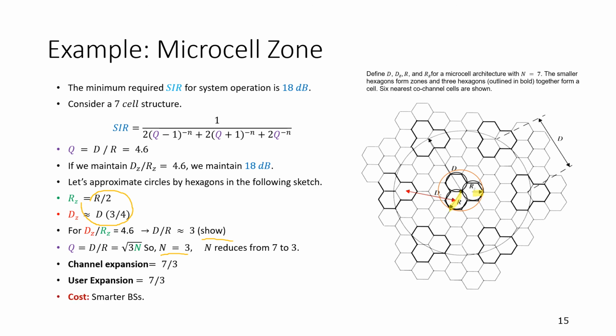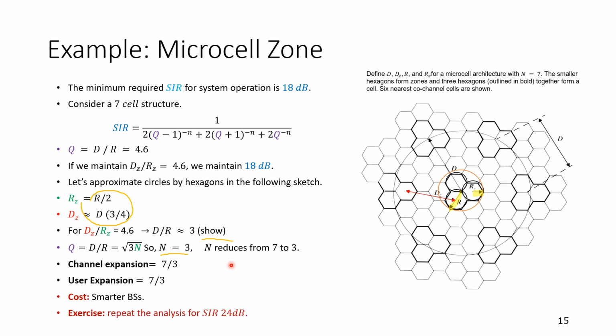Now, the cost, of course, because in engineering usually we get something, we lose something. So the cost, of course, is smarter base stations and the need for connection. So the construction of the microcell itself will have to be done in a smarter way, which is more costly.